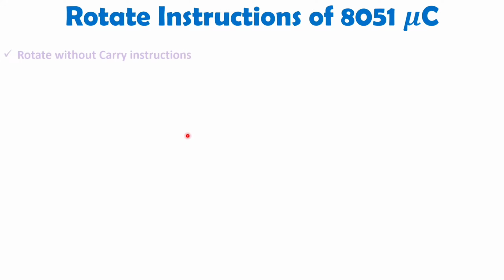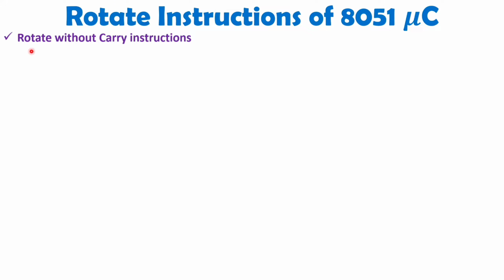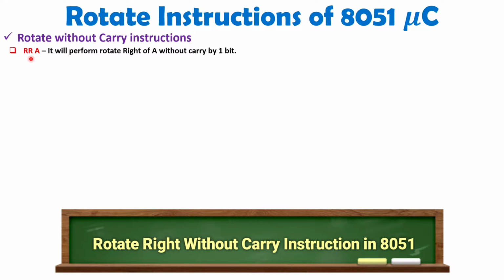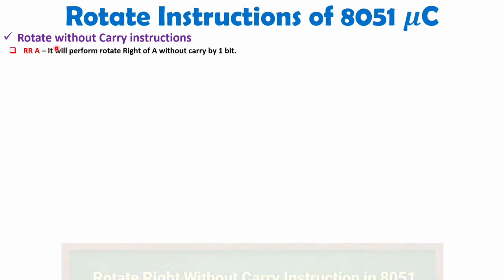So my dear students, let me first explain how we have rotate instructions without carry. For rotate right without carry we need to have the syntax RR space A. That will make rotate right accumulator without carry, and here we will be rotating by 1 bit only.